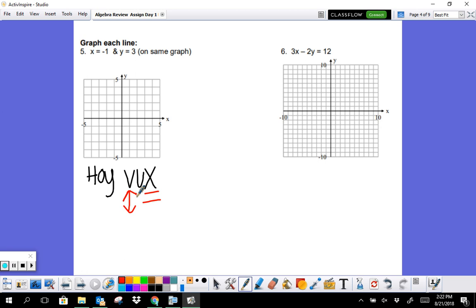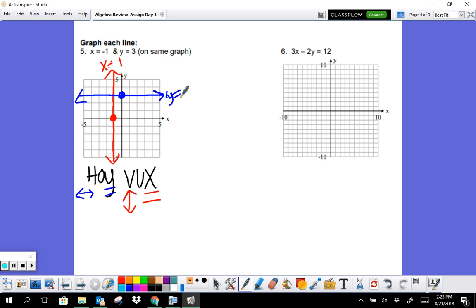Okay, so if it's x equals -1, I'm going to find -1 on the x-axis, and then I'm going to draw a vertical line. So that's x equals -1. Okay, now I'm going to draw the y line. So if it's y equals just a number, that's going to be a horizontal line. So I'm going to go to the y-axis, find 3, and draw my horizontal line. So that's y equals 3.